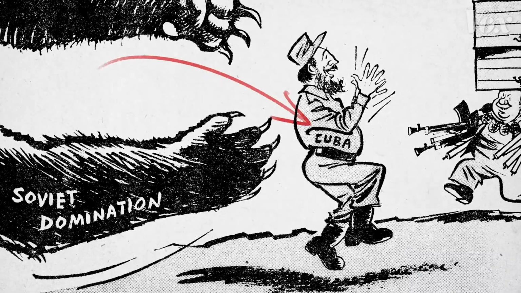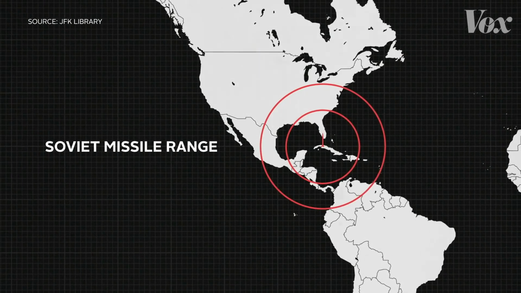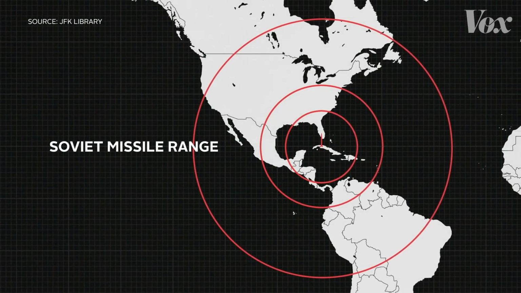So what's all this got to do with Cuba? After the failed Bay of Pigs invasion in 1961, where the US attempted to overthrow Cuba's communist government, ties between the Soviet Union and Cuba strengthened. The US worried that the Soviets might use Cuba as a nuclear missile base. If so, they would suddenly have the Western Hemisphere within range of nuclear weapons.